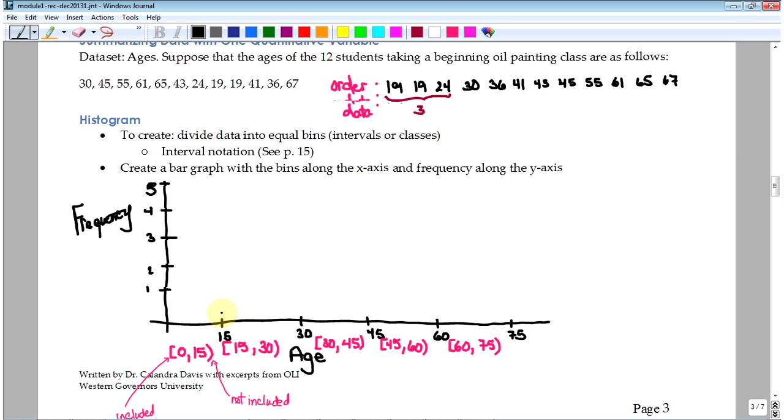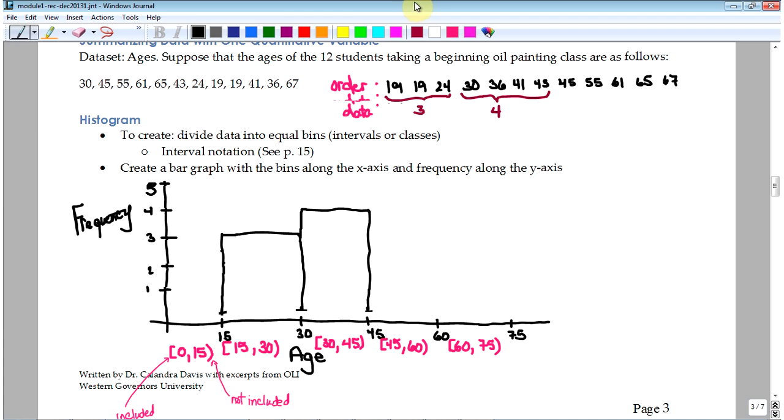So the way that we draw the bar is we're going to go up to 3, then we're going to come across horizontally and go down at the end of that interval. Okay, next we're looking between 30, including 30, to 45, but not including 45. So it looks like we have 4 participants in that bin. So at 30, we're going to go up to 4, come across at 45, and come back down.